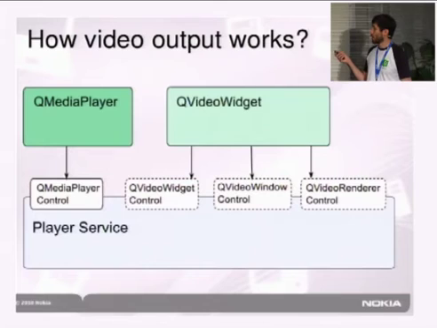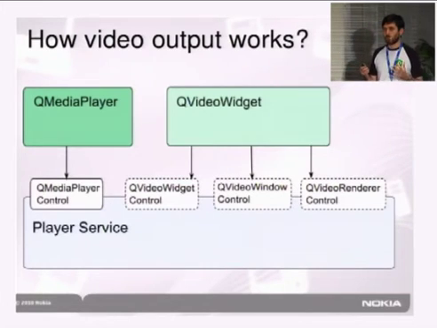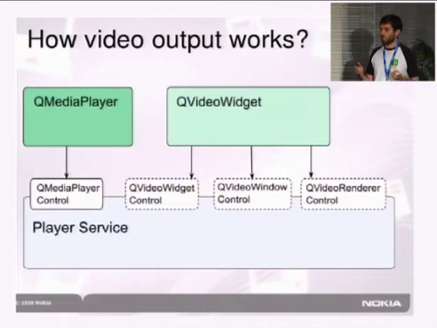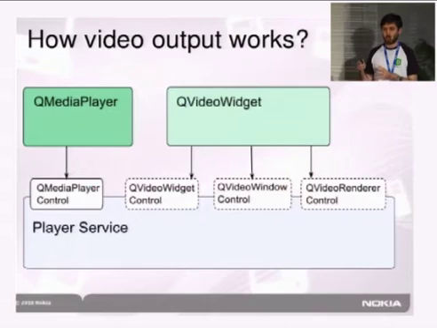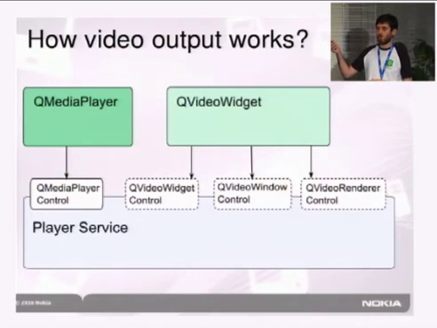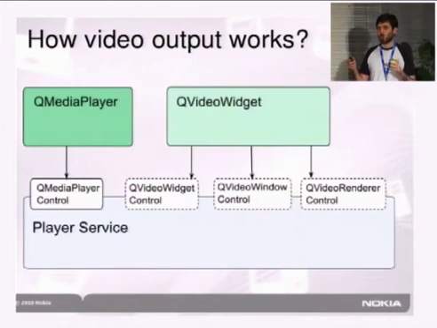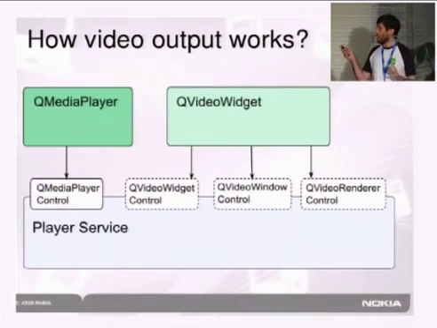It's the QVideoRendererControl. This control allows the player service to expose video frames and pass them outside. So the QVideoWidget in this case will render those frames itself. And in the case of QVideoWidget, it's possible to use any of those controls. Usually QVideoWidget and the window control are preferred because everything is done on the backend, and it's possible to optimize the rendering performance as much as possible.